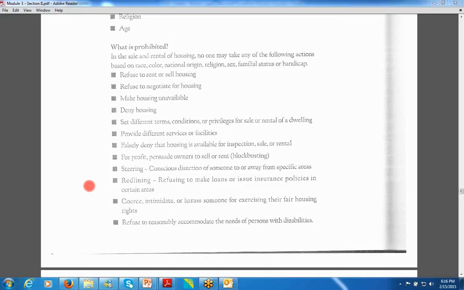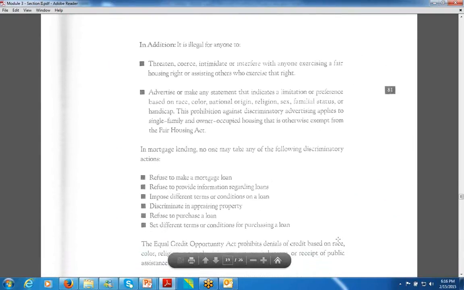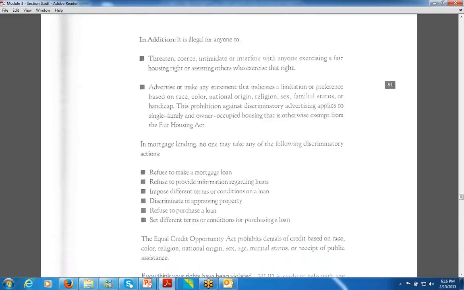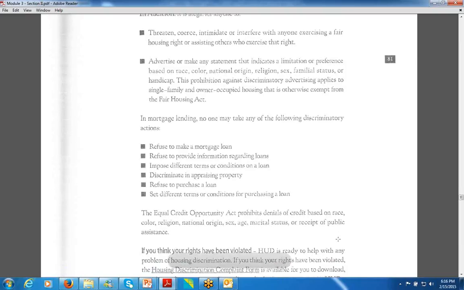Caveat emptor, let the buyer beware, but understand that you are empowered to do something about it when you can identify discrimination, and we all need to continue to fight against it and provide fair housing. Okay? In addition, it is illegal to threaten, coerce, or interfere with your housing rights. Advertise or make statements that indicate a limited preference based on race, color, national origin, religion. You've got to be pretty dumb to actually advertise that these days, but you might be surprised.